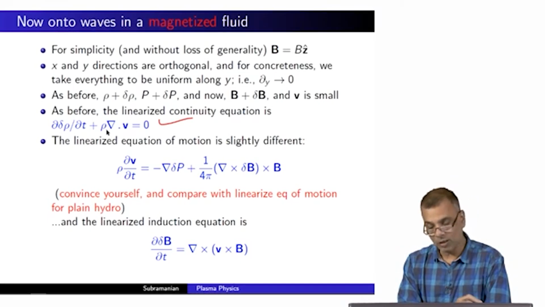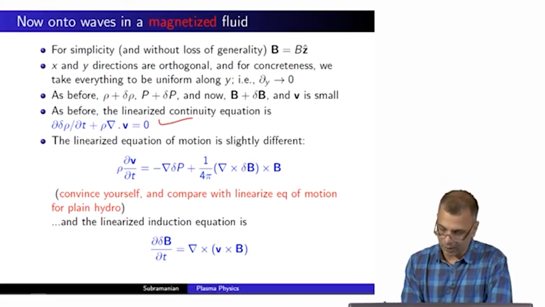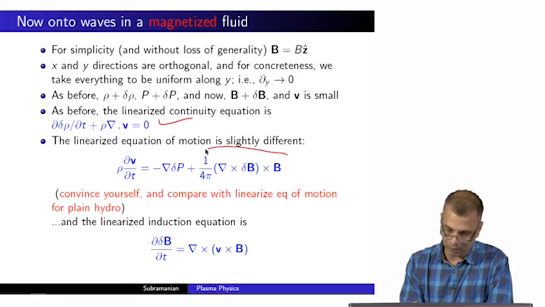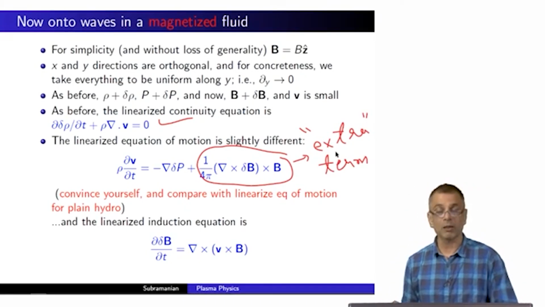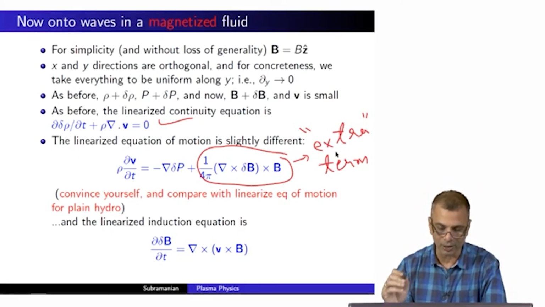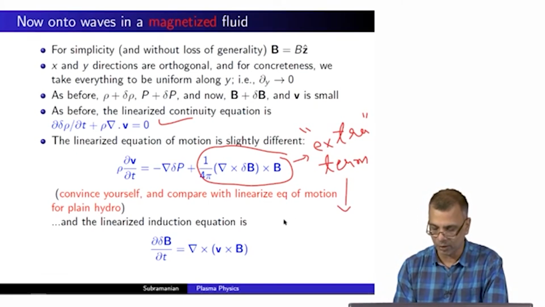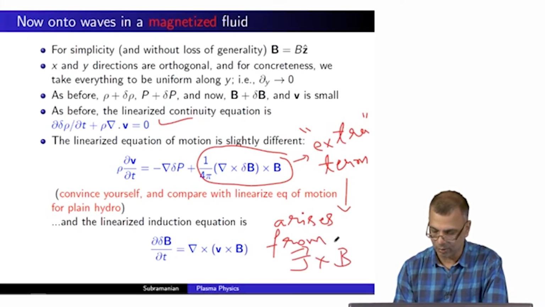It's no different from how it was earlier. The linearized equation of motion, which is the momentum equation, contains this extra part. This is the extra term, extra with respect to an unmagnetized situation, that's all, right? It arises from the Lorentz force term, which is J cross B, right?